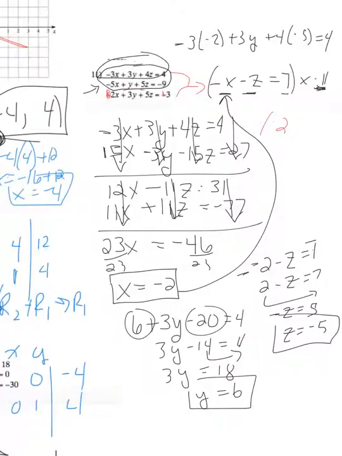X is negative 2. Y is 6. Z is negative 5. So we did it without a matrix. So if we did that one with a matrix, we would expect to get the same thing.